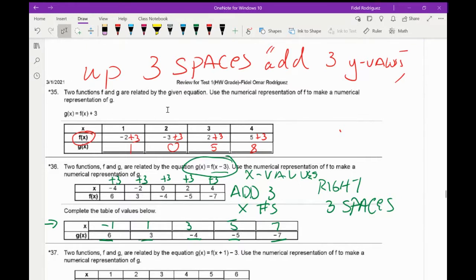So I know that if I had this same problem, but instead of a +3, I had a -2, instead of going up 3 spaces, instead of adding 3, I'm just going to say, okay, well, now I'm just going to subtract 2. But the idea would still be the same, okay?